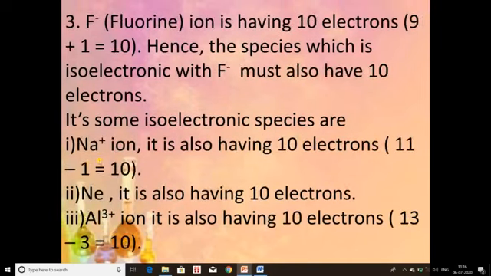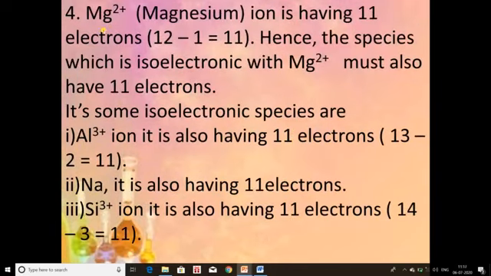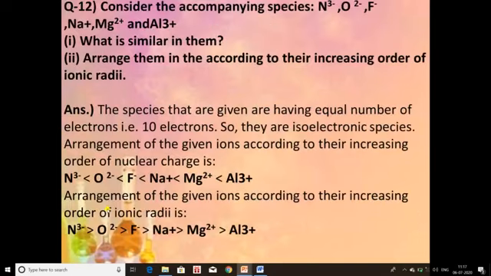Next one, F negative ion, the fluoride ion: 9 plus 1, a total of 10 electrons are present. So what are those species which are isoelectronic with it? First is sodium positive ion, neon, aluminium 3 positive. Next one, magnesium 2 positive, so 12 minus 2, 10 electrons. So the isoelectronic species are aluminium 3 positive, sodium positive and silicon 3 positive.